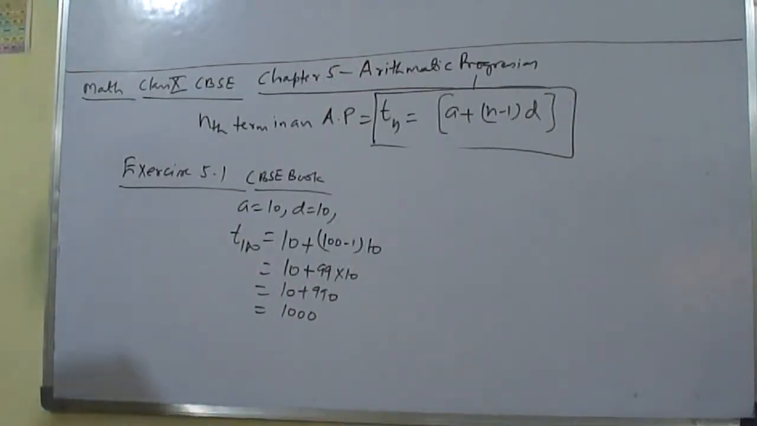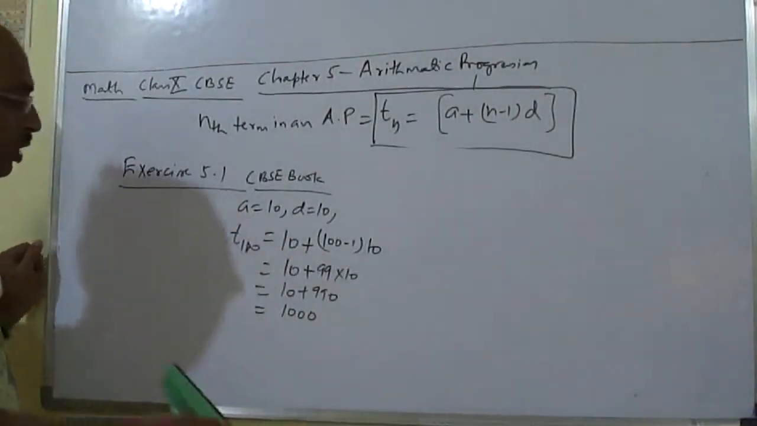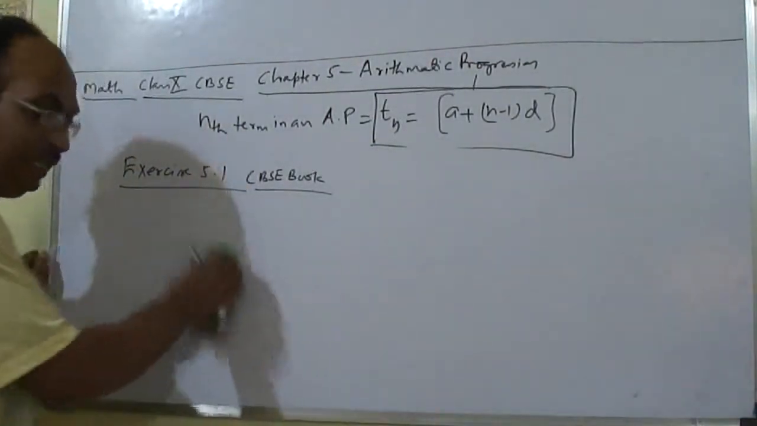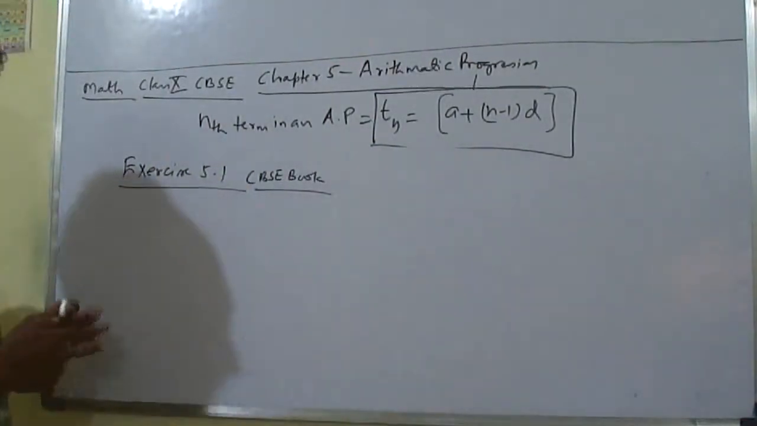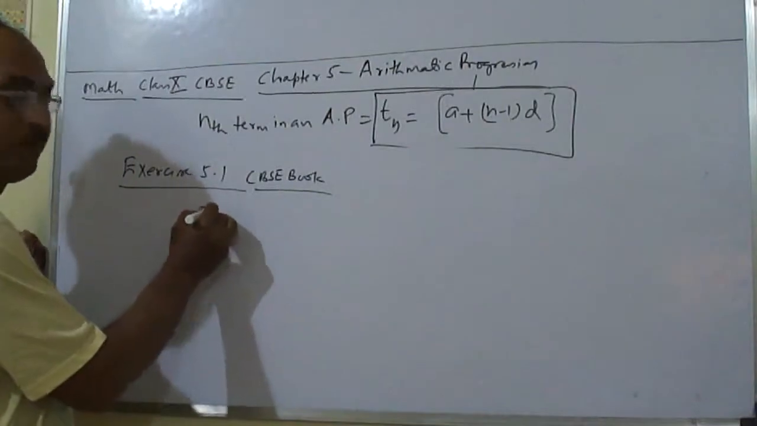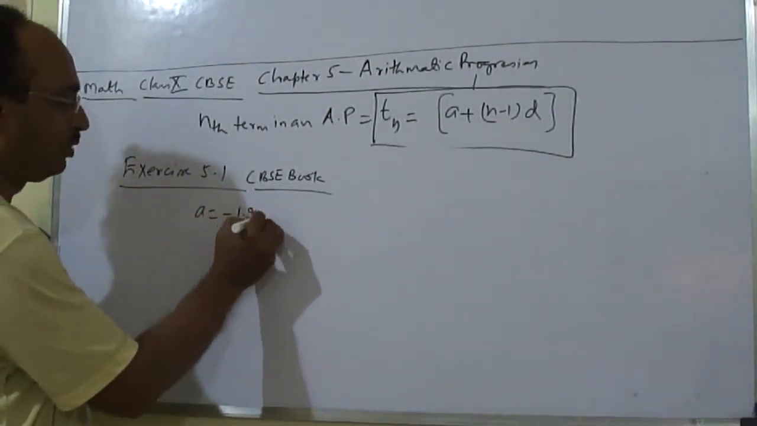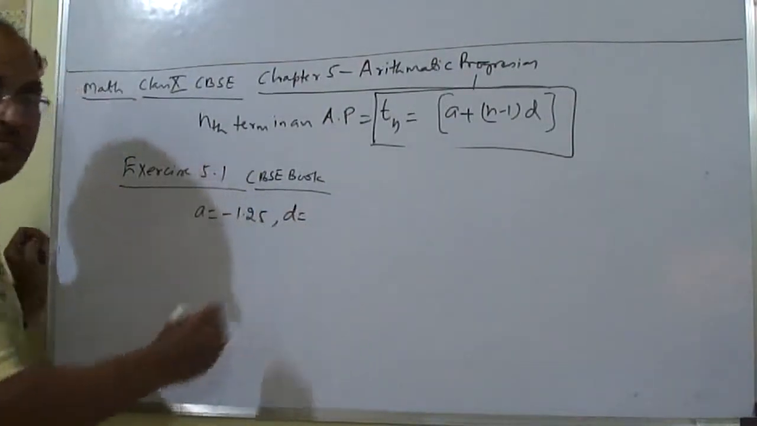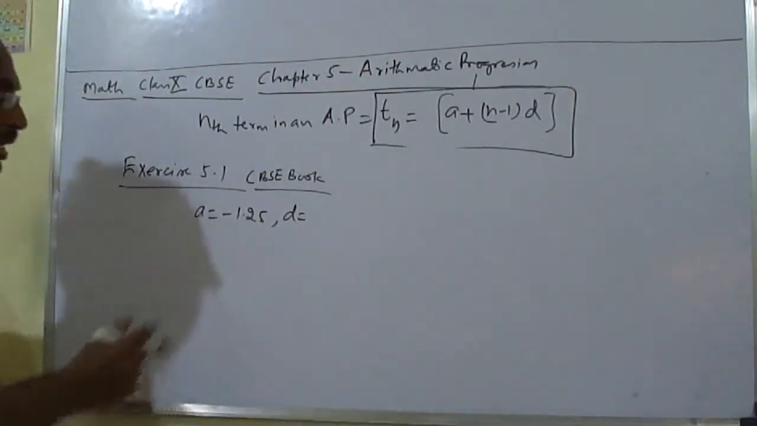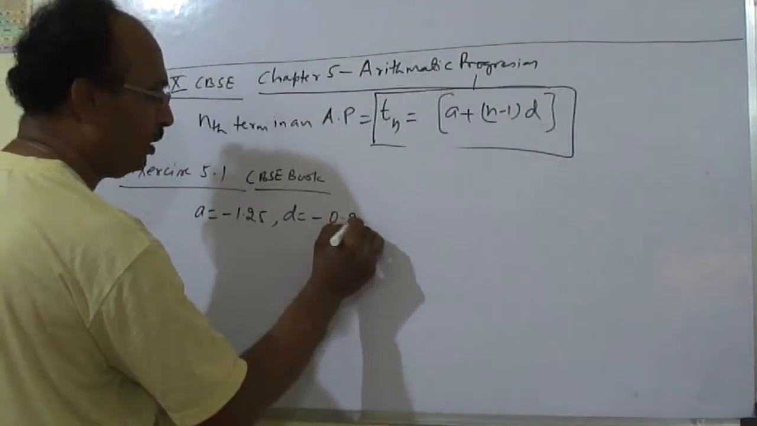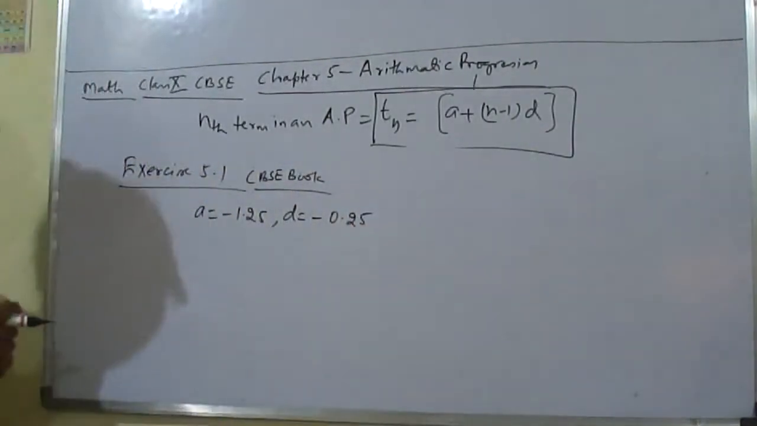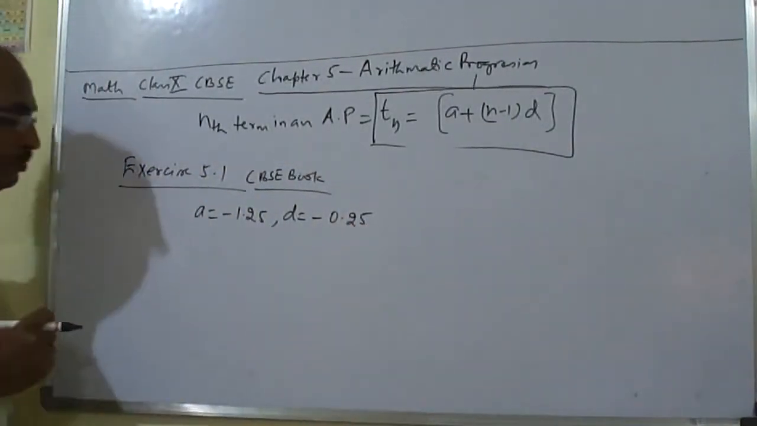Right. Now one more question in this we will be solving, where it is given to us as A is equal to minus 1.25, correct? And D is given to us as minus 0.25. Very nice.